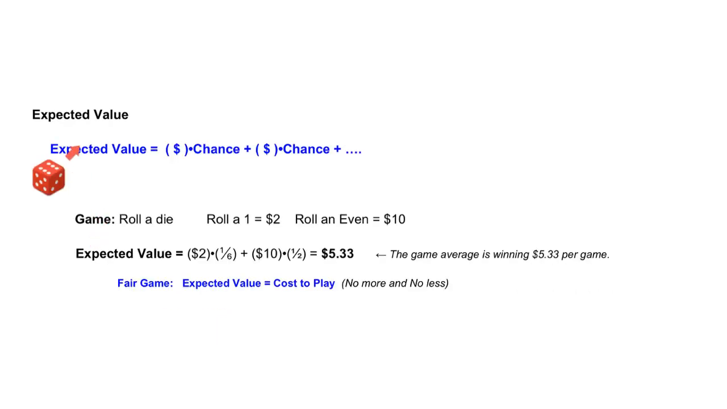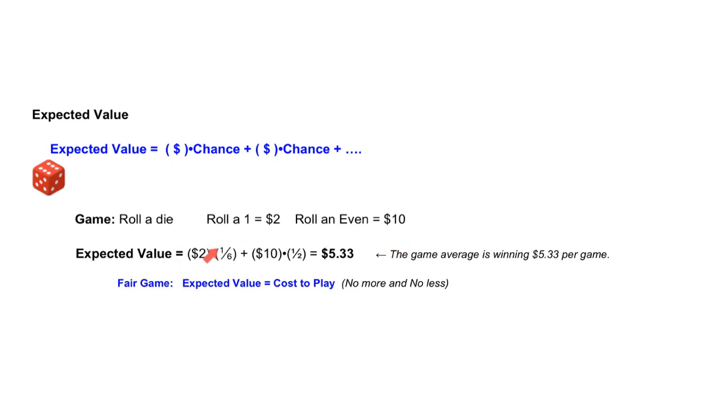Now let's move on to expected value. What you're going to notice about expected value is you're trying to find the value of a game. You see games all the time at fairs, state fairs, and so on. They ask you to play this game, but what is it really worth? The way you find out what a game is worth is you take the money that you could win. So if I were going to say, let's roll this die, and if you can roll a 1, I'll give you $2. If you can roll an even number on the die, I'll give you $10. How much money would that game be worth if you were to play it?